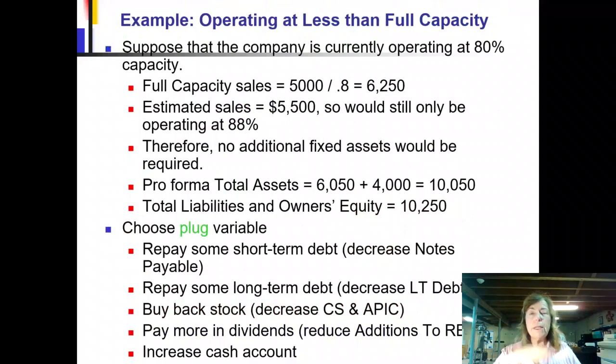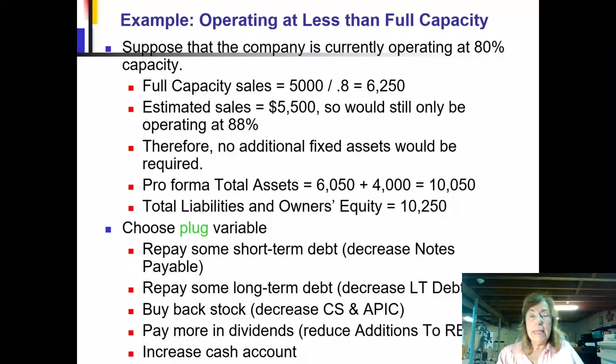Now, I've assumed that the property, plant, and equipment also grew the same percentage, 10%, as assets. That is probably not true. Typically, a company may not be operating at full capacity. For example, suppose the company's operating at 80% capacity. Then they could grow sales up to $6,250, $5,000 divided by the percentage capacity, and they could still not have to increase property, plant, and equipment. In my example here, with a 10% increase in sales, we would only be operating at 88% capacity. Therefore, no additional fixed assets would be required.